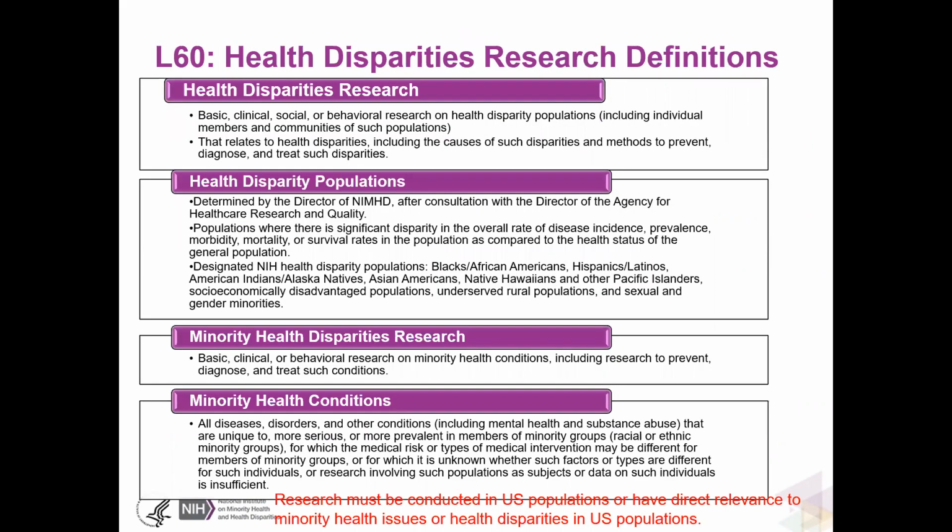Next is the L60, which is a very wide award, and it's what most people apply to. And this focuses on health disparities research, health disparity populations, minority disparities research, and minority health conditions. One thing to take into consideration when you're trying to figure out which NIH IC to apply to is NIMHD is disease agnostic, which is good because it provides versatility for researchers to not feel boxed into a disease area and apply to our institute. But at the same time, applicants are now competing with a whole breadth of different disciplines.